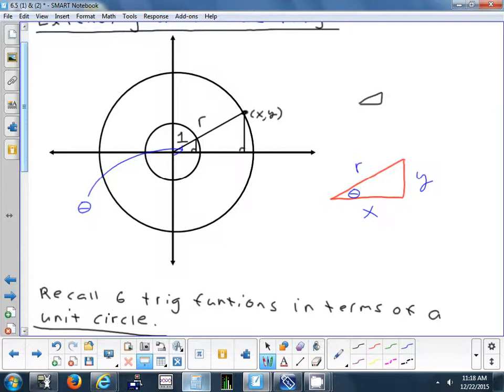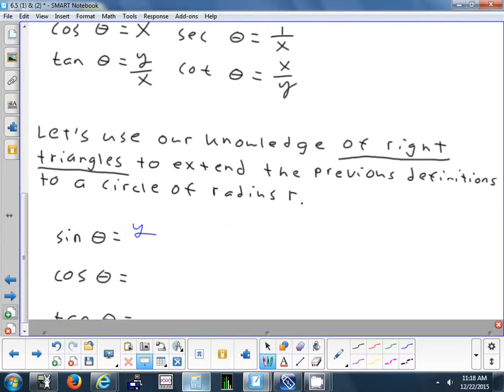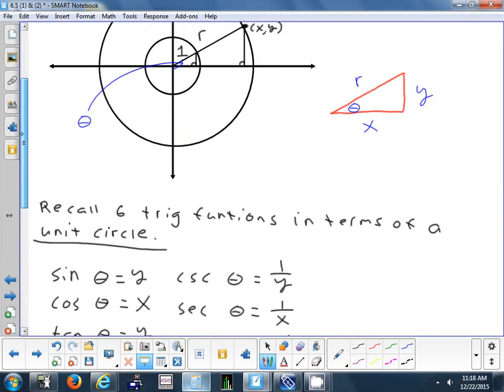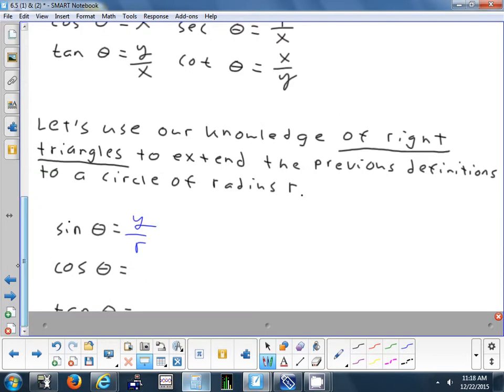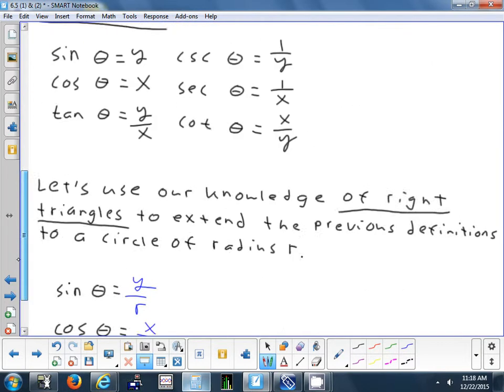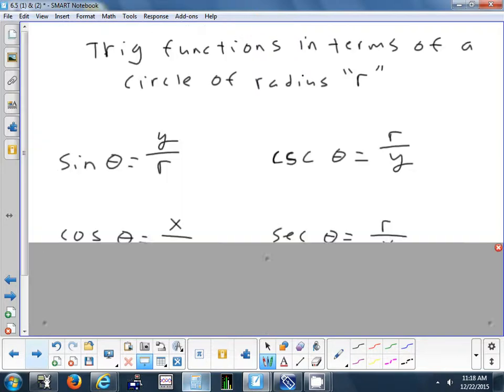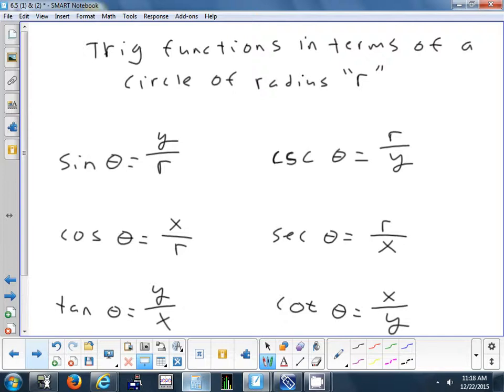What would the sine of theta be in that diagram? It'd be y over r. How about the cosine? x over r. And how about the tangent? y over x. That one actually stays the same. So those are our trig functions on a non-unit circle. This time the circle can have a radius of r. It can be anything you want.